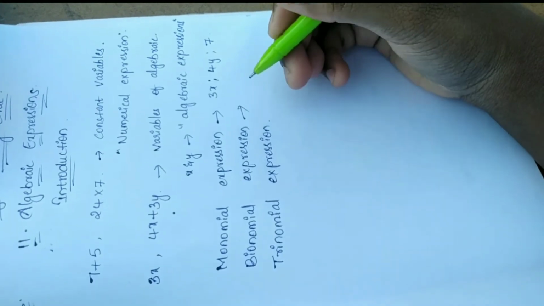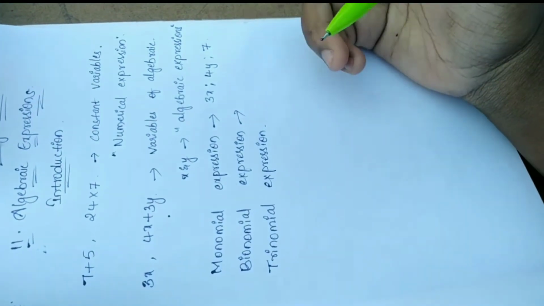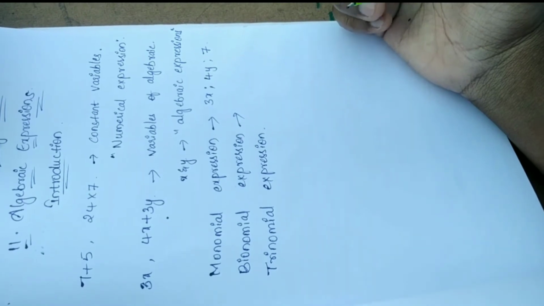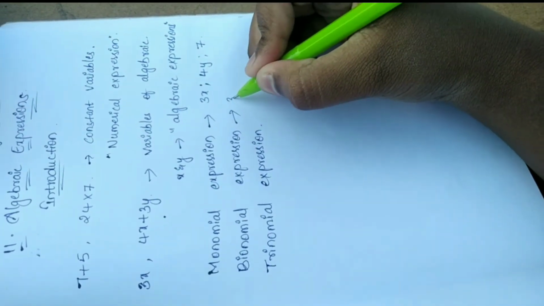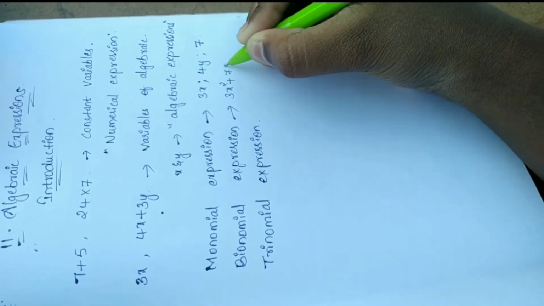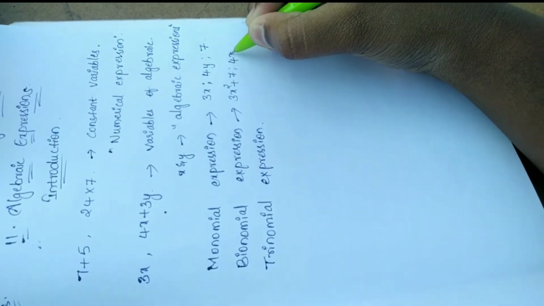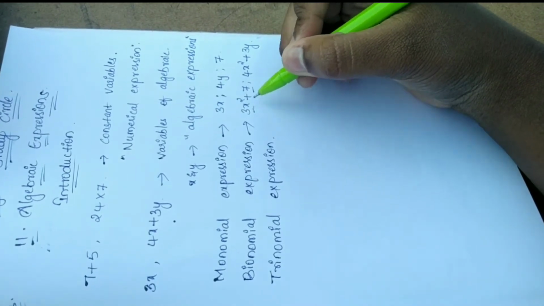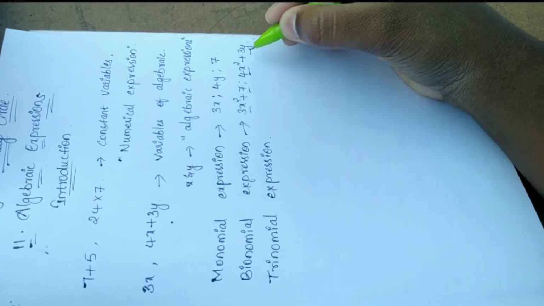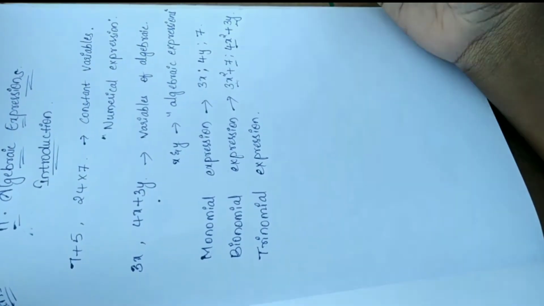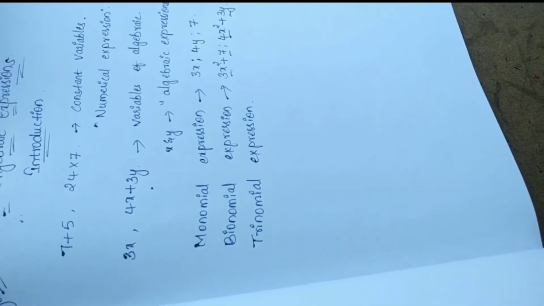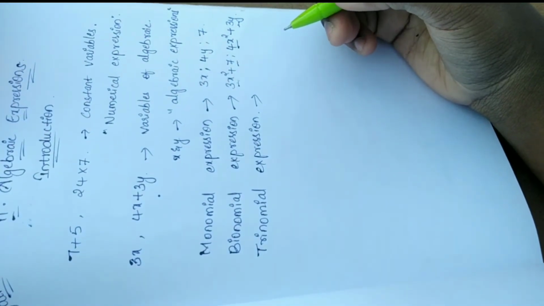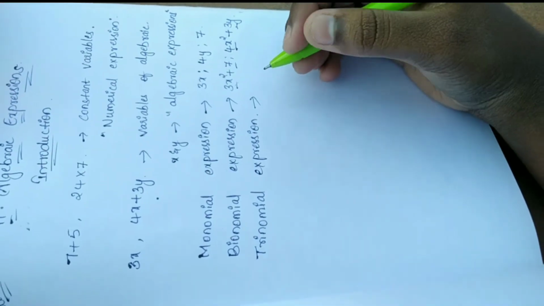Next, binomial expression is if an expression have two terms like 3x square plus 7 or 4x square plus 3y. Here 3x square plus 7 are two terms. Here 4x square plus 3y are two terms. So these type of expressions are known as binomial expression. Next, trinomial expression. Same as above, an expression have three terms is known as trinomial expression.